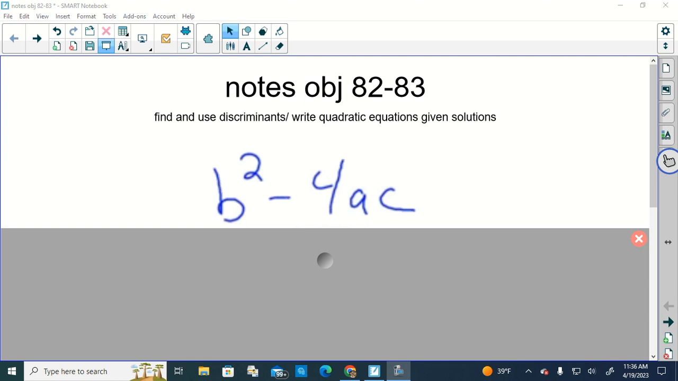Quadratic equation. Okay. So the two objectives, 82 and 83. 82 is finding the discriminant, and we find the discriminant by using this part of the quadratic equation. And then we're going to write quadratic equations when we're actually given the solutions. So we're kind of going backwards, like you guys solved it and found the solutions. So objective 83 will be a little bit tougher than the first objective, but not bad.